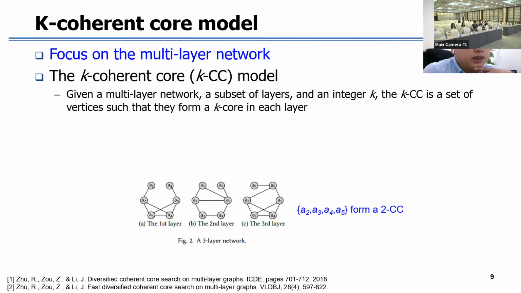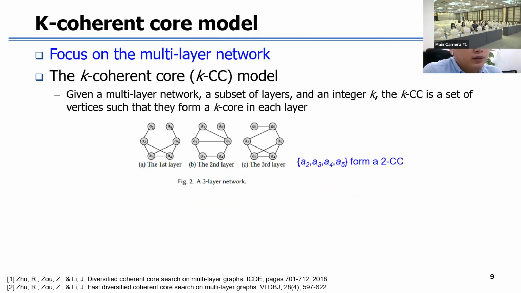Let's see an example. Suppose this is a 3-layer network, and each layer is a single graph. So you can see that the vertices A2, A3, A4, and A5 form a 2CC, because in each layer, these 4 vertices form a 2-core. For example, in the first layer, A2, A3, A4, A5 form a 2-core because each of them has at least 2 neighbors. Similarly, these 4 vertices form a 2-core in the second layer and also in the third layer. So that's why these 4 vertices form a 2CC in the 3-layer network.